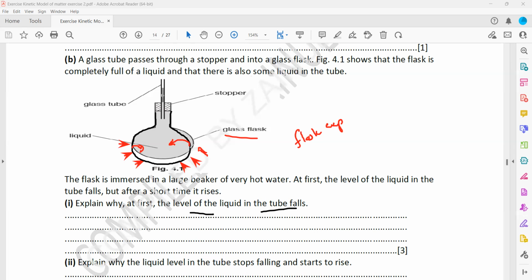So first, why does it fall? The level falls because you have a flask, you supply heat energy, and the flask expands. As a result, the level you observe won't be the same, it will decrease. And then why does the level increase? Because now the flask is transferring energy to the liquid. So the liquid expands and that's why the level is increasing.